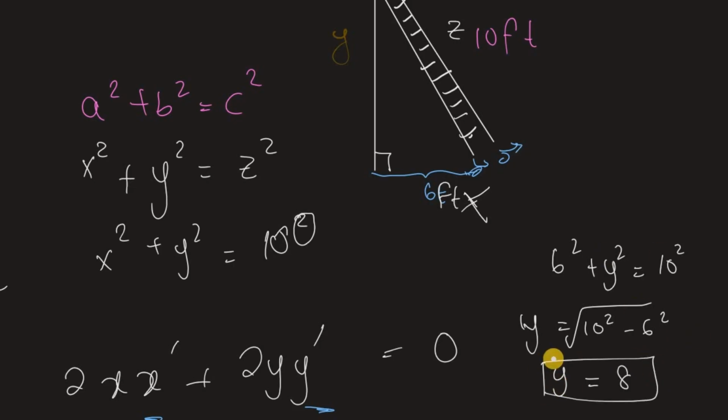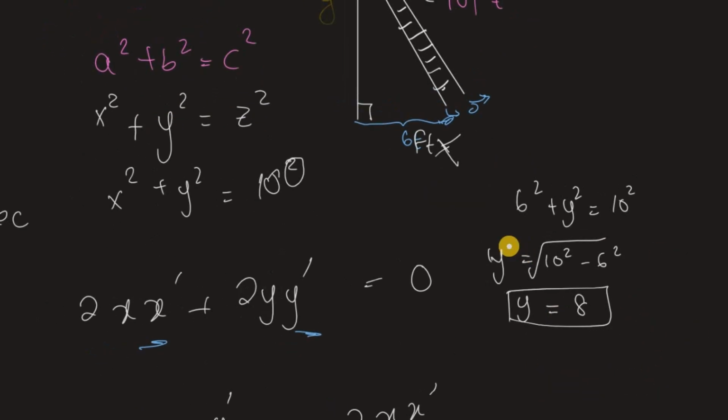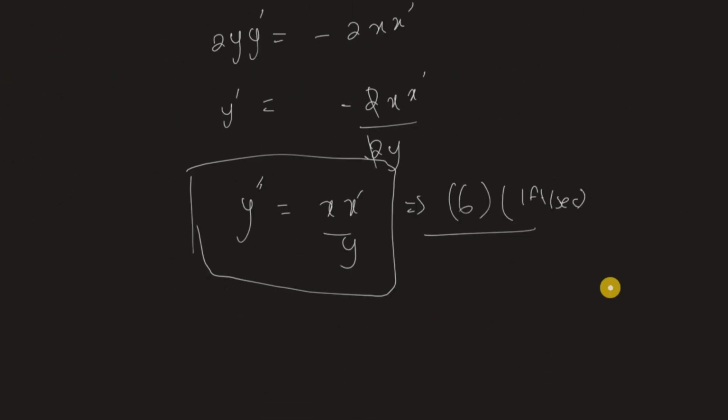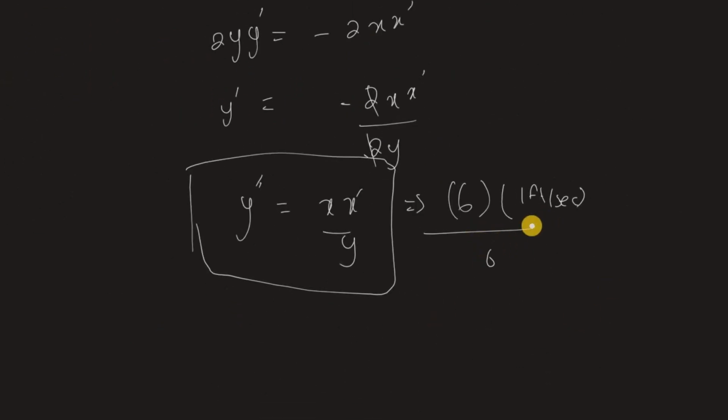I hope you guys get this. This is basically algebra that you have to do, simply the Pythagorean theorem to find the value of y. So we get 8 as our value of y. And there was a negative, I was missing it from here, remember. So this has to be a negative. Then if we go ahead and solve this, we should get negative 3 over 4 feet per second.